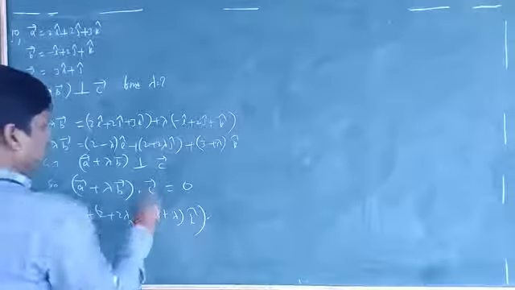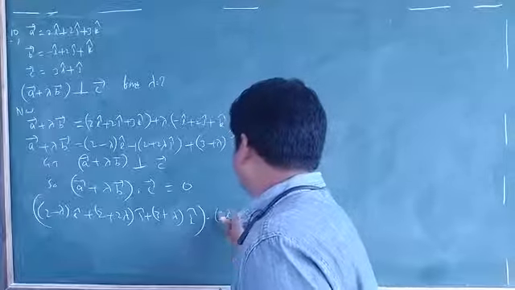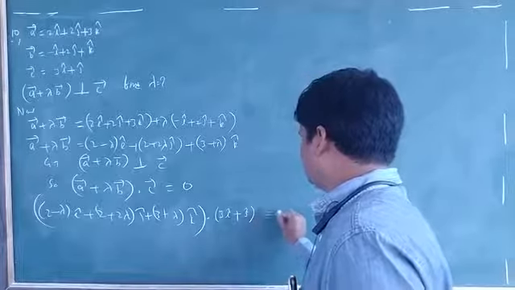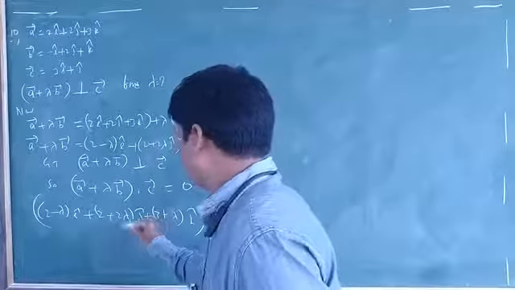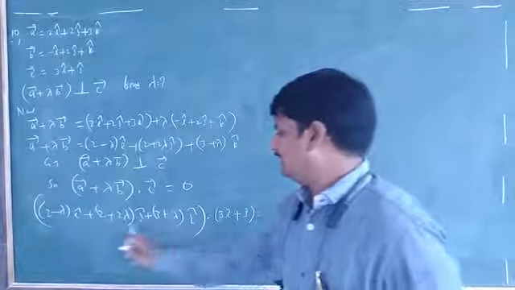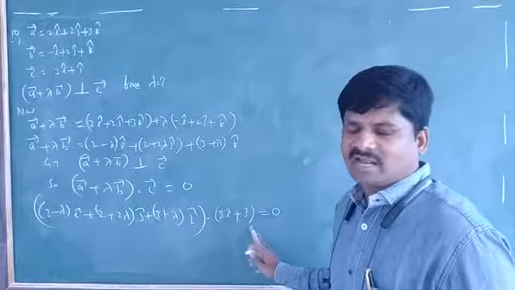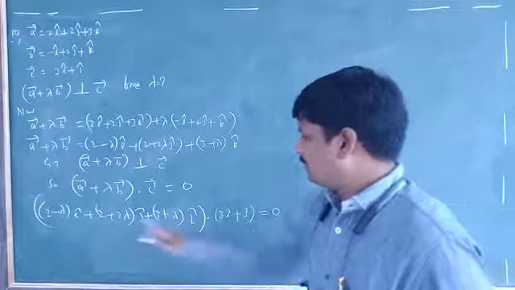Into c bar. What is c bar vector? 3 i cap plus j cap, equal to 0. Now how do we multiply? We multiply the i components, the j components, and the k components. Here k is not there, so the k component is 0.